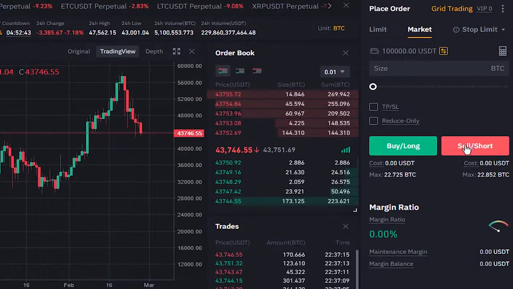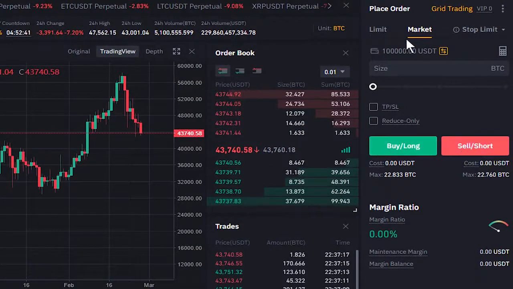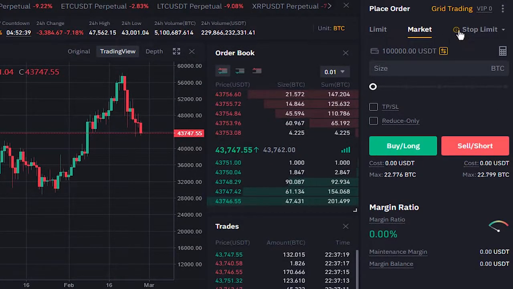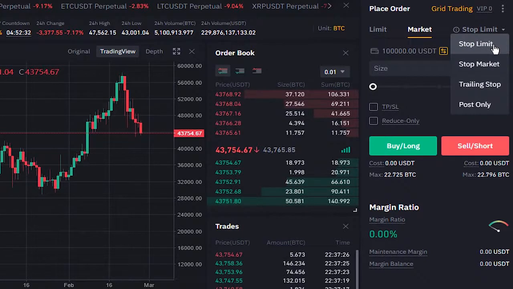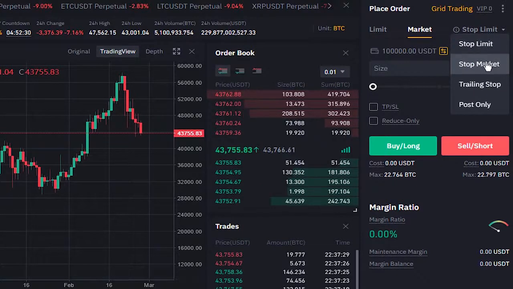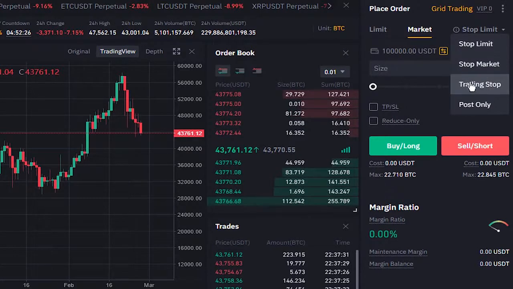For buying and selling, or going long and going short, we have different kinds of orders here which are similar to spot trading platform, like limit order, market order, stop limit order. But here we don't have OCO, but instead we have another 3 kinds of orders like stop market order, trailing stop, and post only orders.